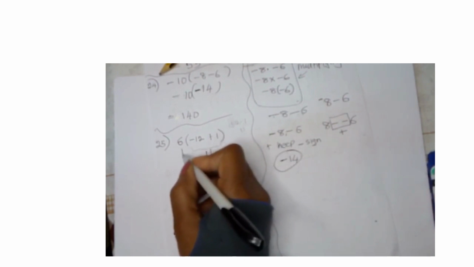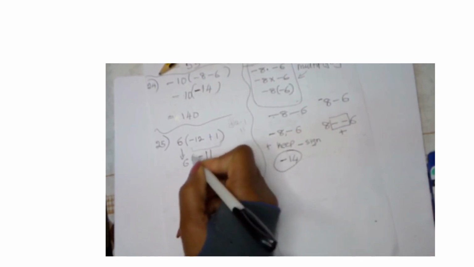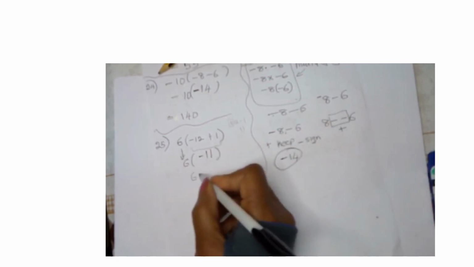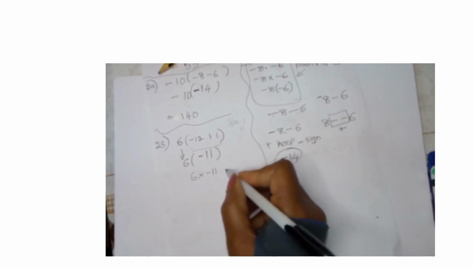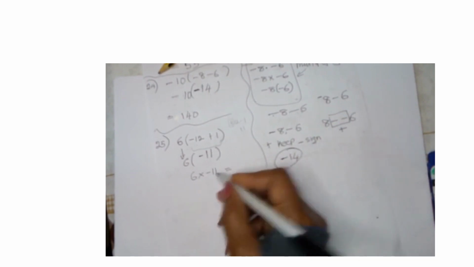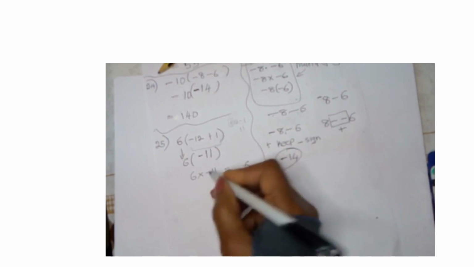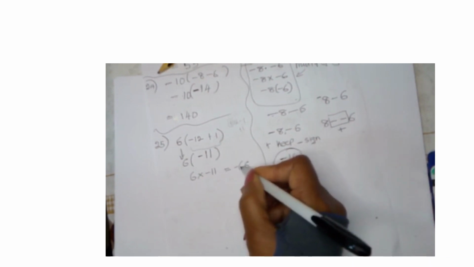You bring down 6. So this one means 6 times negative 11. And the answer will be what? 6 times 6, 6. 6 times negative 1, negative 6. This is the answer.